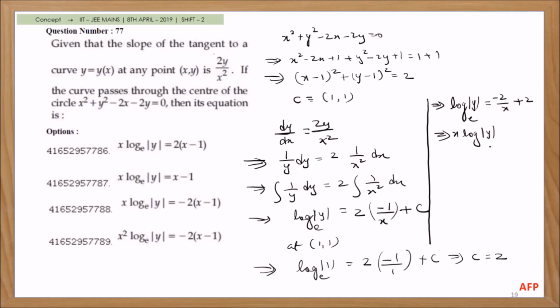log of modulus of y to the base e, so then minus 2 plus 2x, so it is nothing but x log y to the base e. So if I take the 2 outside, it will be x minus 1. So this is the equation of the curve we are having. Okay, which option it follows? Option 1 it follows.